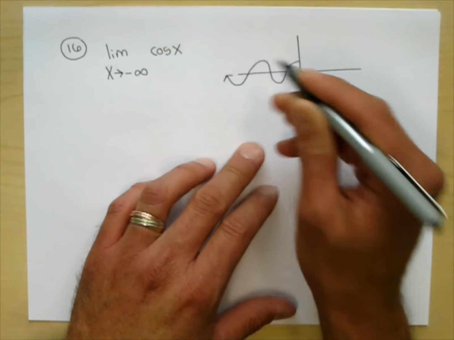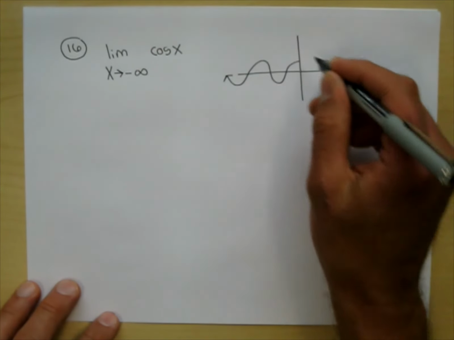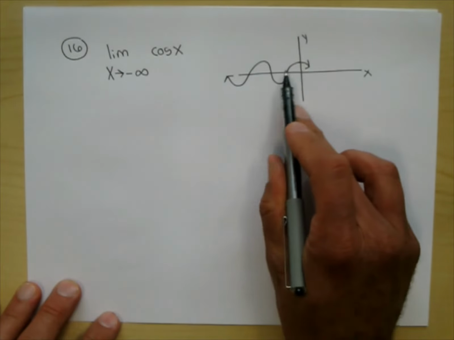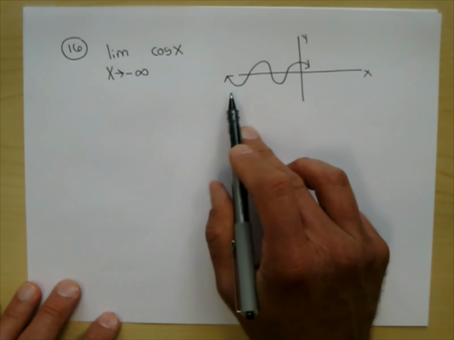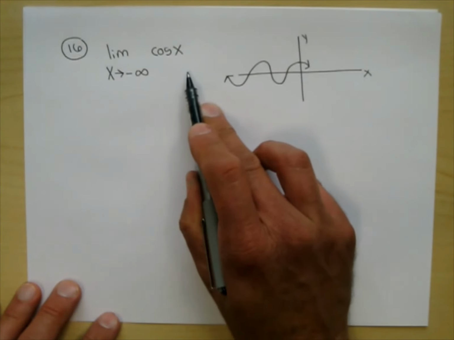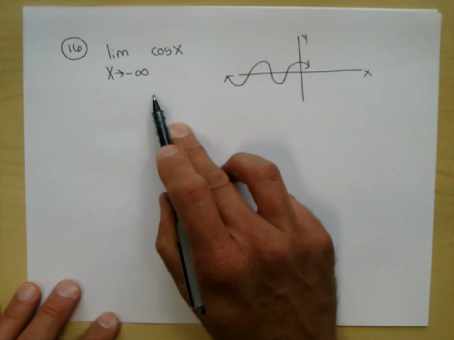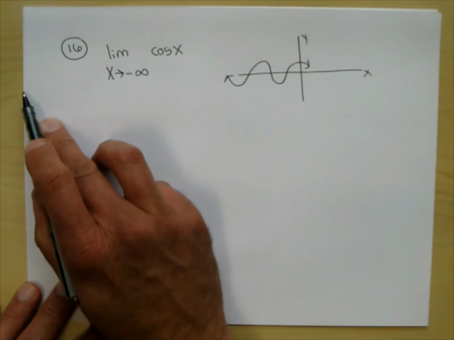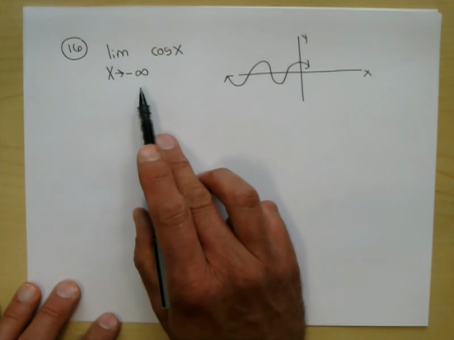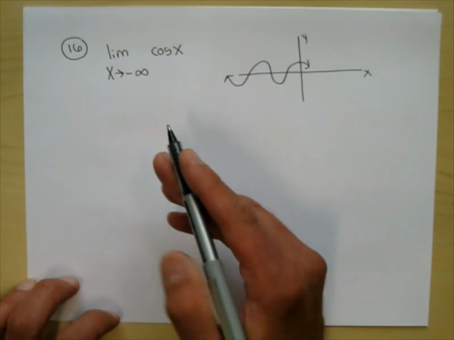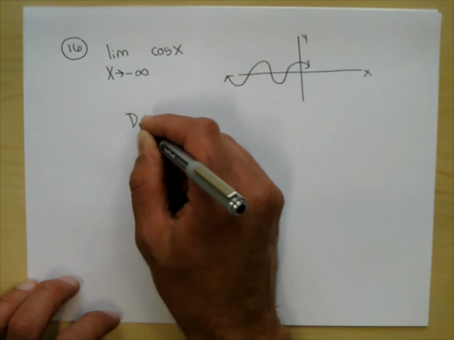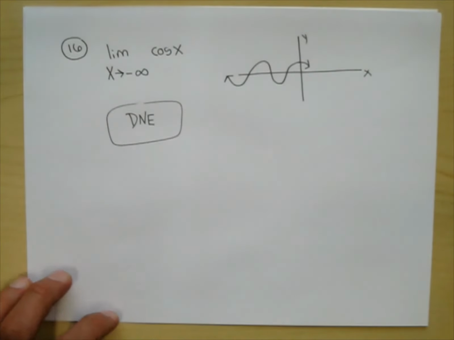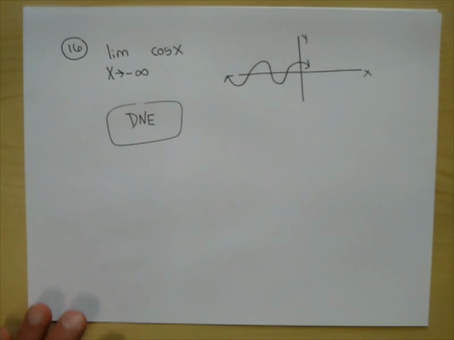So what's happening as, I'll go like that, as this graph, oh, that looks pretty ugly, as the x values are going to negative infinity, well, where's this going? It's like, I don't know where I'm going, I don't know where I'm going. I'm oscillating between negative 1 and 1, and it's always going to do that. So what do you think that limit's going to be? It's going to be, does not exist. And that's what it is.